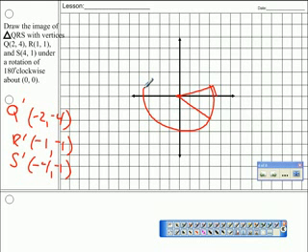Alright, this is the same thing. When we do a rotation, it's like that. That's what's going to happen.